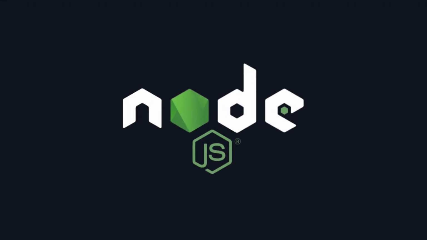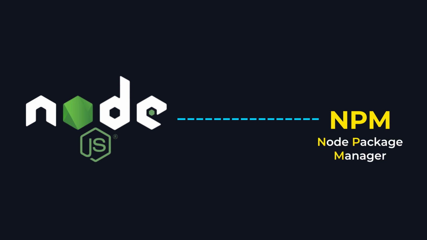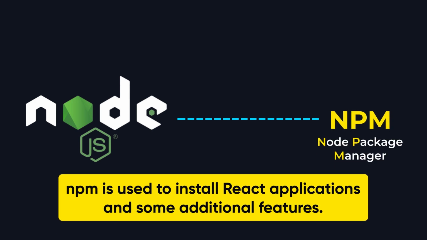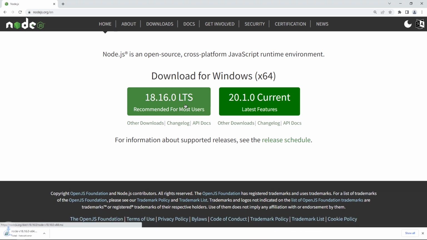So first of all, we need Node.js. One thing I want to specify, we are just using one part of Node.js, which is npm, called Node Package Manager. This npm is used to install React applications and some additional features. So head over to nodejs.org and download the latest stable version of Node.js from here. Click on it and the download will start.